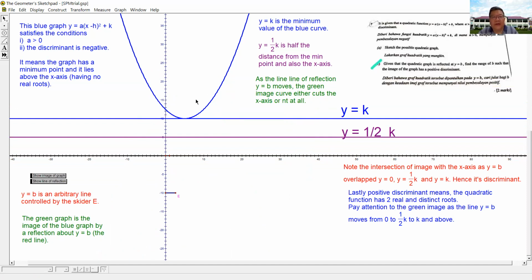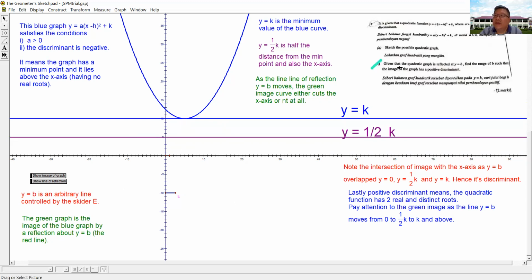Next, what is this line y equals k? Now, y equals k is the minimum value of this blue curve. And y equals half k: k is the distance between the minimum point on this blue curve and the x-axis. Half k is the midpoint between this minimum point and the x-axis. So this is half k. So now we look again.